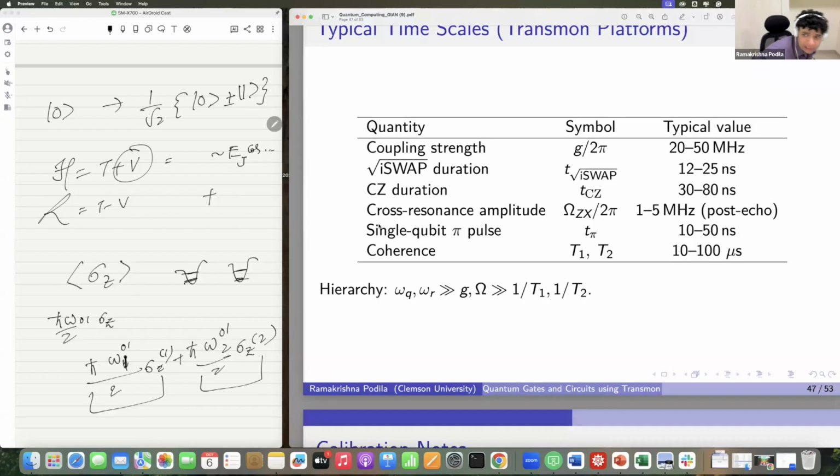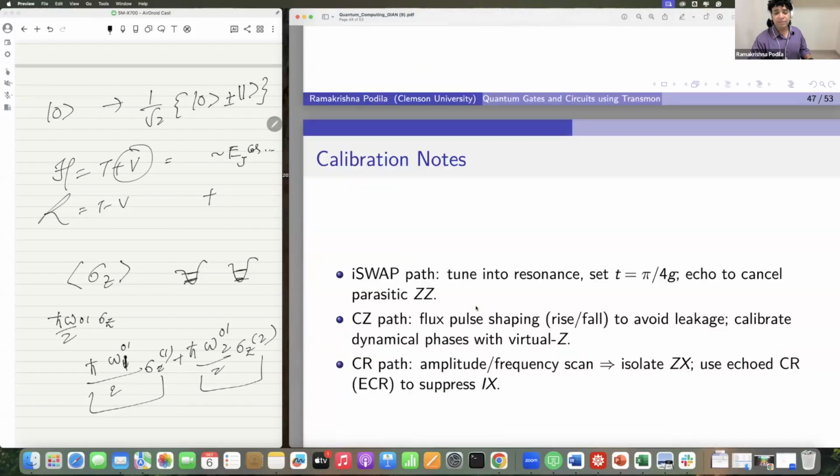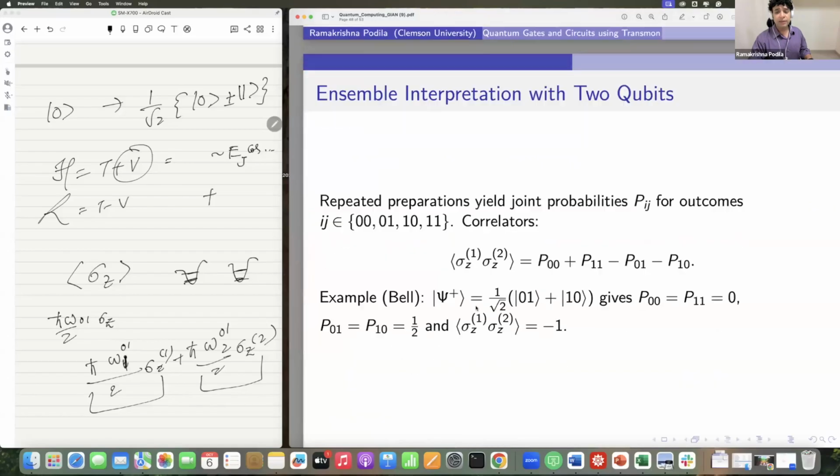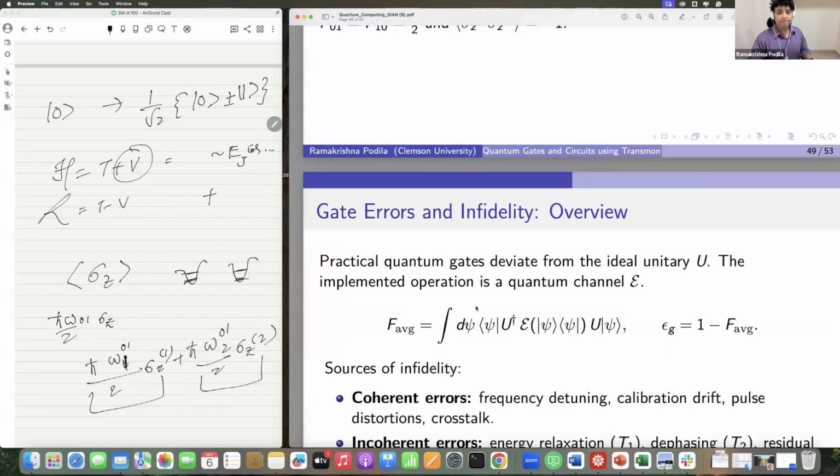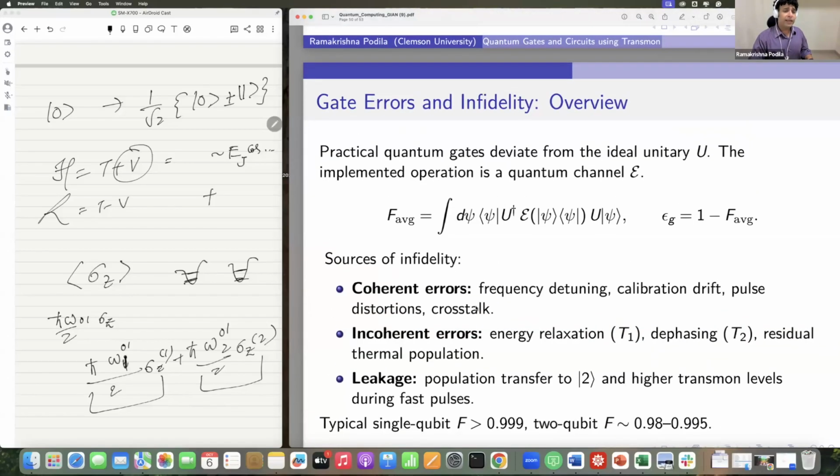So these are the typical timescales that are involved. The states stay coherent up to microseconds. Our reading and setting happens in the nanosecond region, right? And so the biggest challenge with the gates here is that they're not perfect. They're not identical, ideal unitary gates, but they do have errors, right?